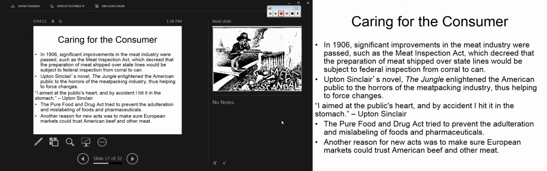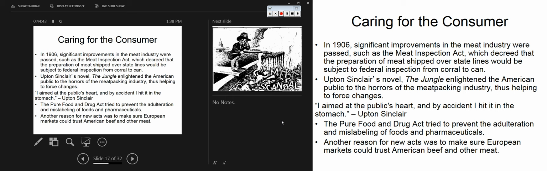Upton Sinclair's book, The Jungle, not only inspires that, but also the Pure Food and Drug Act. Pretty famous quote from Upton Sinclair: I aimed at the public's heart, and by accident, I hit him in the stomach. Because what he's trying to do is exploit the plight of the immigrant, but instead people are way more grossed out by the grotesque practices of meatpacking conglomerates like Armour and Swift.